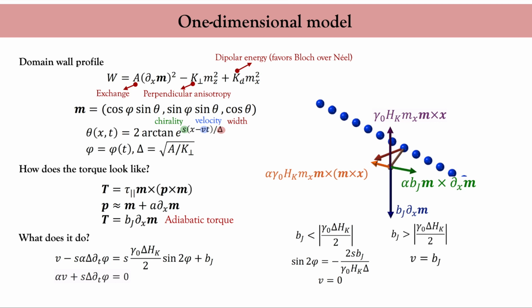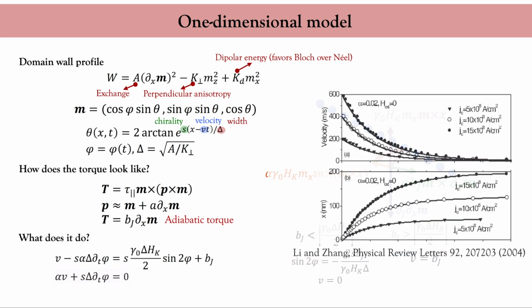Once the adiabatic torque exceeds Walker breakdown, then I enter the regime of precessional motion. This is very similar to the field-driven motion. In other words, the only way the adiabatic torque can induce domain walls to move is when it exceeds Walker breakdown. This is a conclusion reached by Zhang and Li in their landmark paper in 2004.